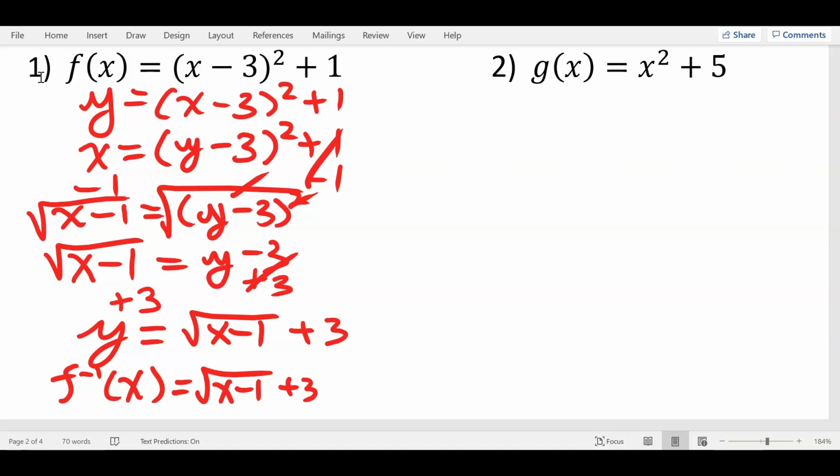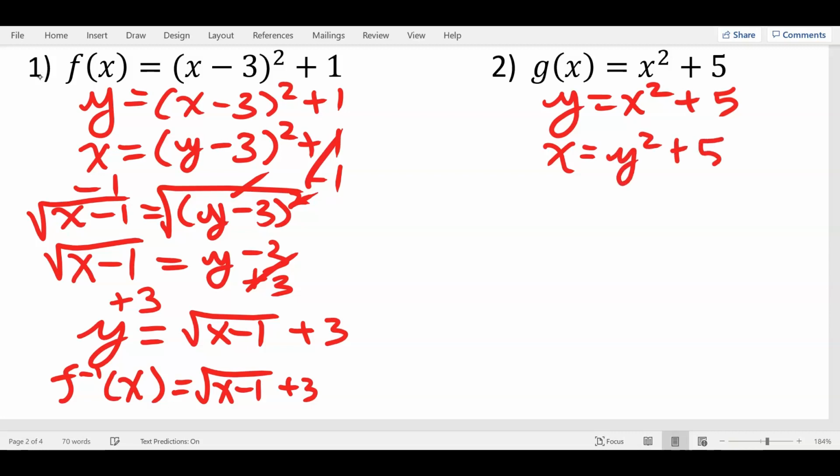Step 1. Change f of x to y, or in this case, change g of x to y. So it'll be y equals x squared plus 5. What's my next step? Switch x and y. So x equals y squared plus 5.